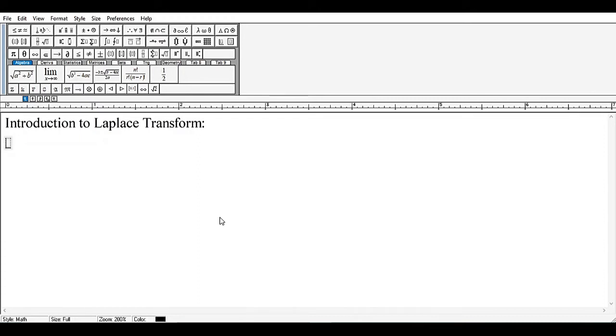In this lecture, we are going to learn about Laplace transform. So let's start with the very basic question. What is Laplace transform? In short, Laplace transform is a technique by which any function can be converted from time domain into complex frequency domain.